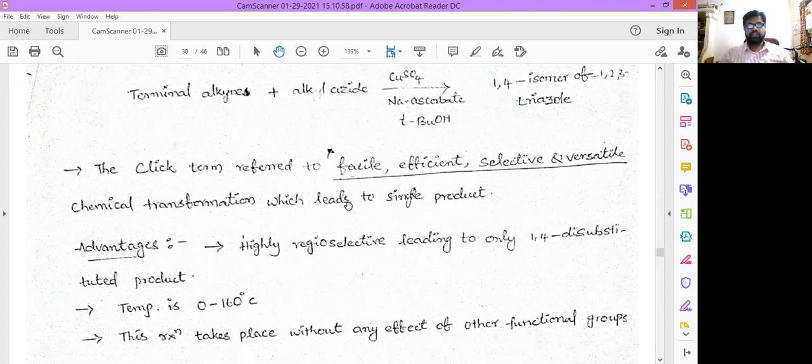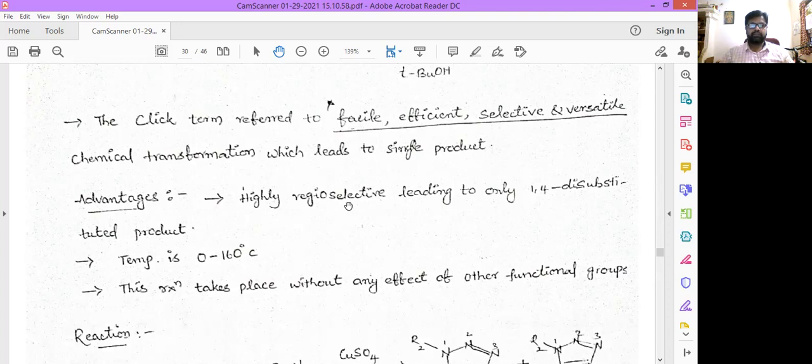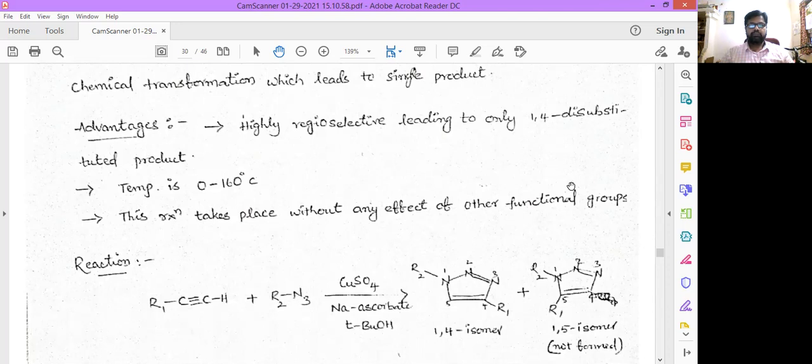And the reaction is also efficient and selective. So only the terminal alkynes in your reaction reagents will react with azides to form the triazoles, right? So that's why it's called a click reaction. The term click refers to a facile, efficient, selective and versatile chemical transformation which leads to a single product.